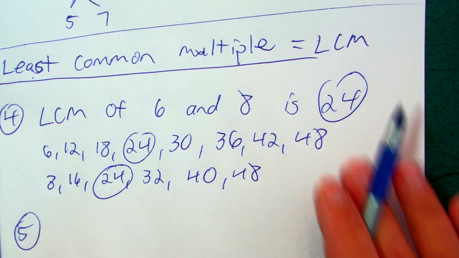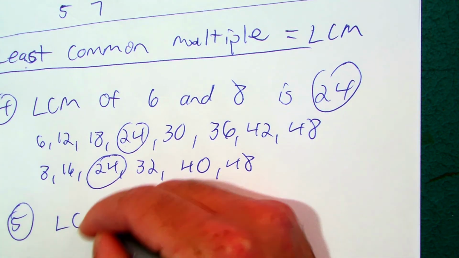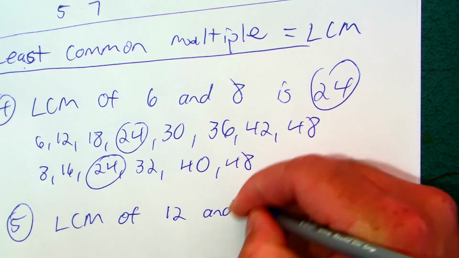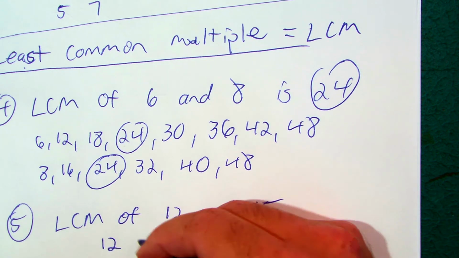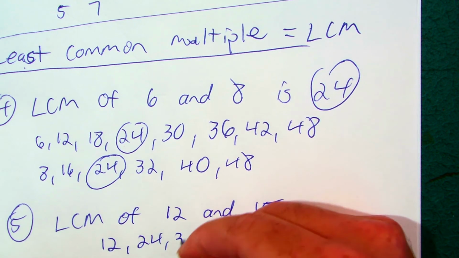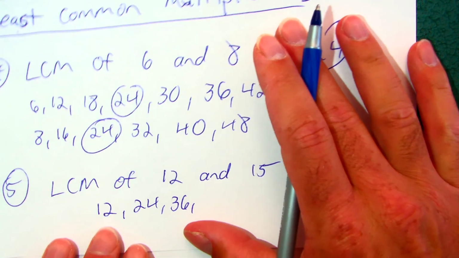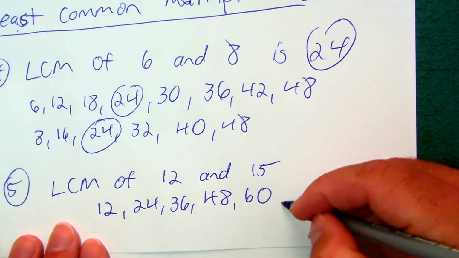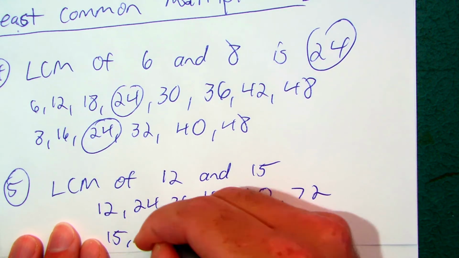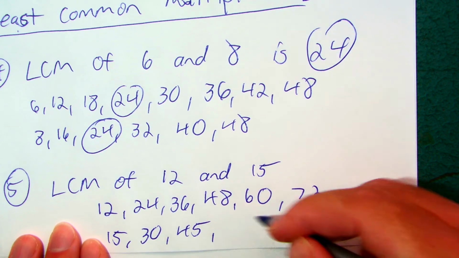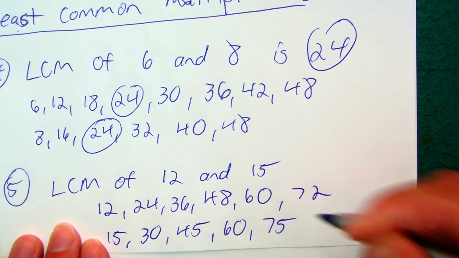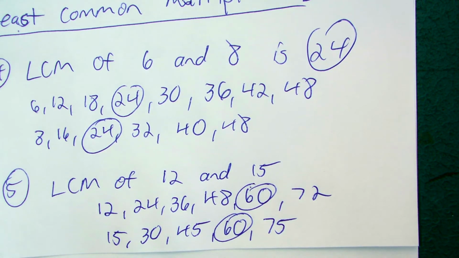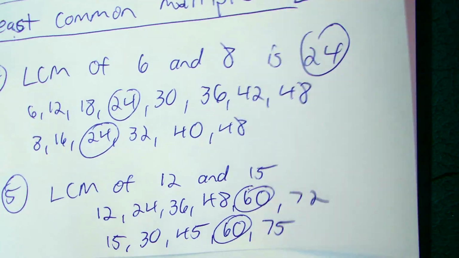So just one more example. Our multiples of 12 would be 12, 24, 36, 48, 60, 72. For 15, you have 15, 30, 45, 60, 75. So your least common multiple is going to be 60 there. And again, that's least common multiple.